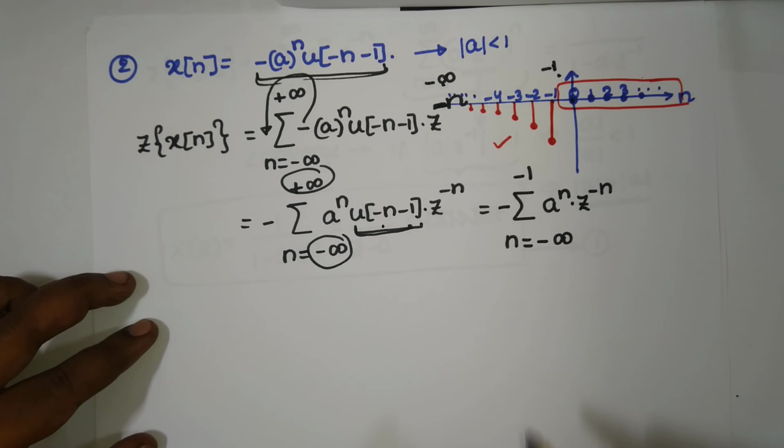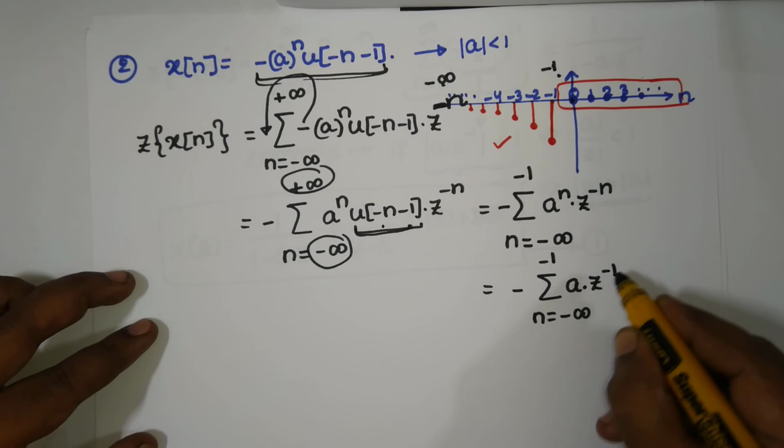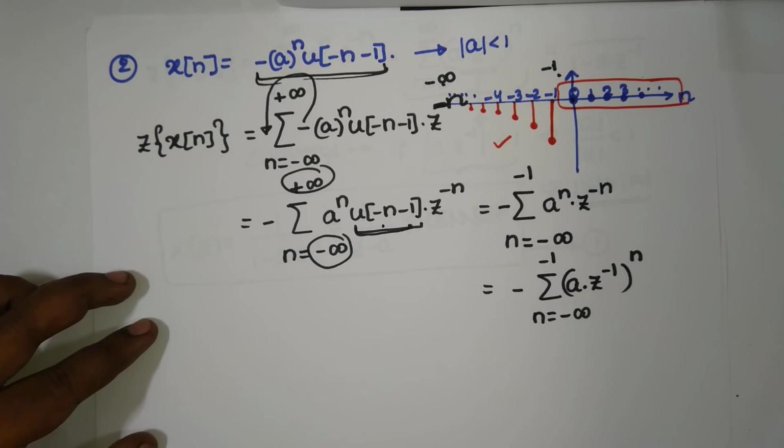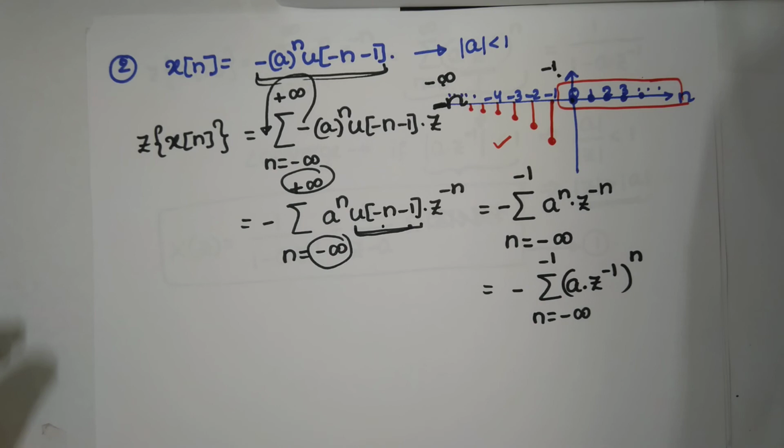So now you have n equal to minus infinity to minus 1. Now this is z power minus 1 whole power n. All right, so now I have limits running for negative values of n. Let us try to make it positive. We started with the definition, the form of the anticausal sequence, and now we got limits like this. Now we will try to make things in terms of positive limits, so there is no big deal in that.